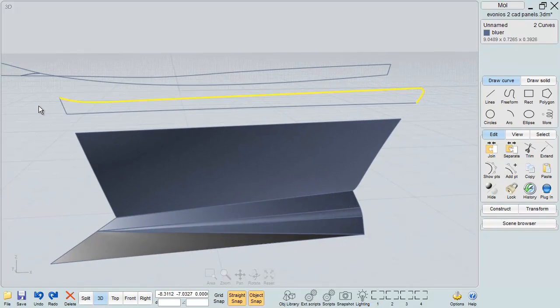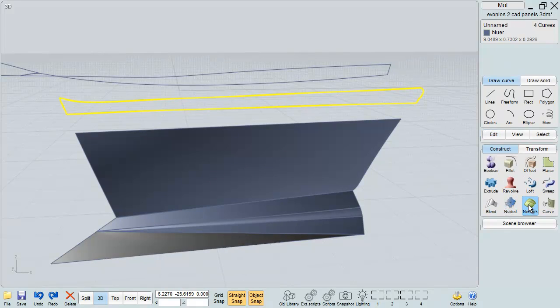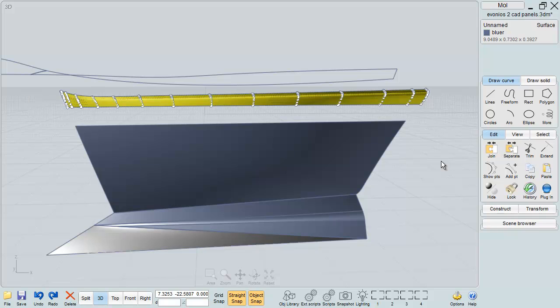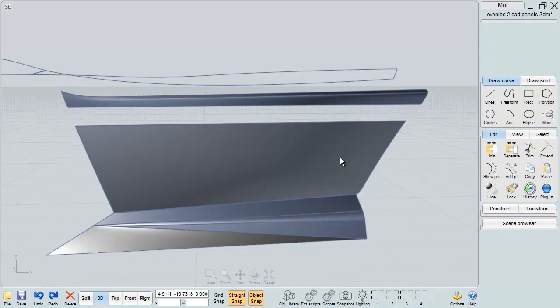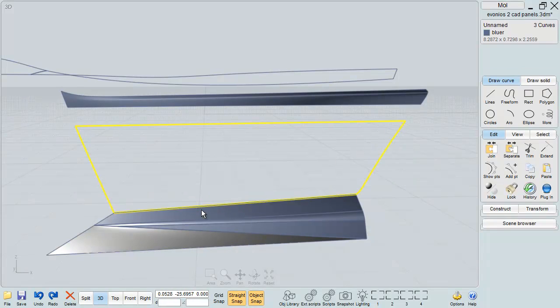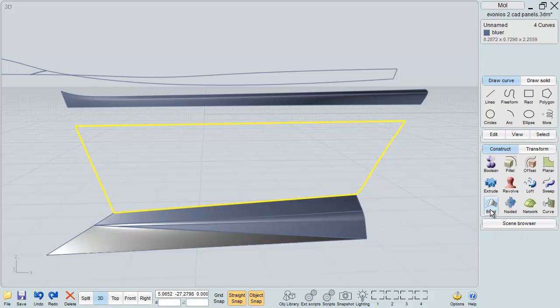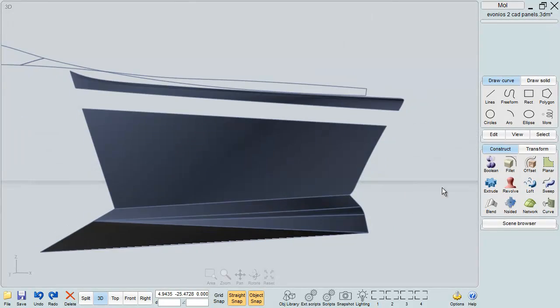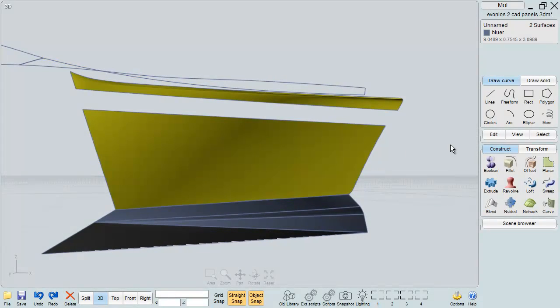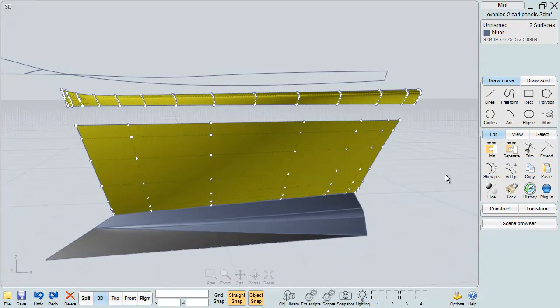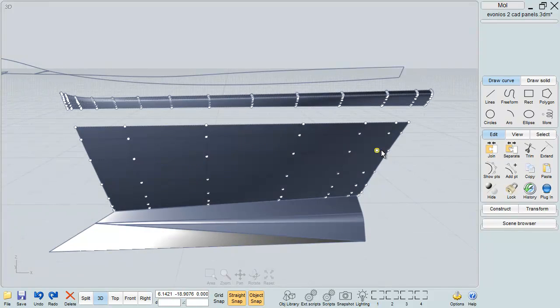If I use a command on this curve set here, network it, then the point structure of that particular one is going to be nice and square and even to that shape we created. So let's do the same thing here, and we'll network this one. Now if we look at the points of those two surfaces, they're both more in line and in step with each other in their structure, right?